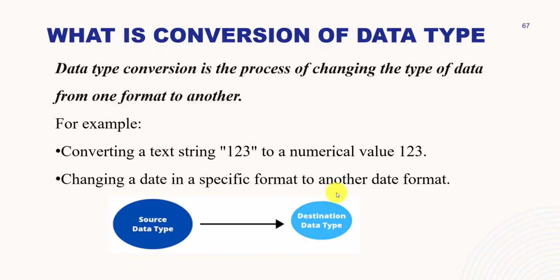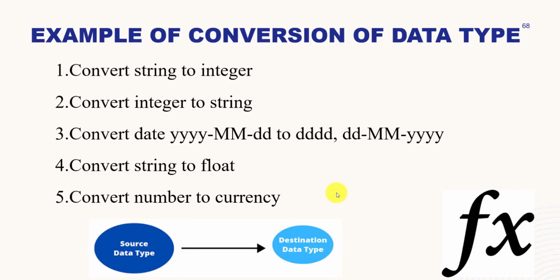Next, we will see what data type conversion in Power Automate is. Data type conversion is the process of changing the type of data from one format to another. For example, converting a text string to a numerical value, or changing a date in a specific format to another date format. Next, we will see some examples of how we can work with conversion of data types.